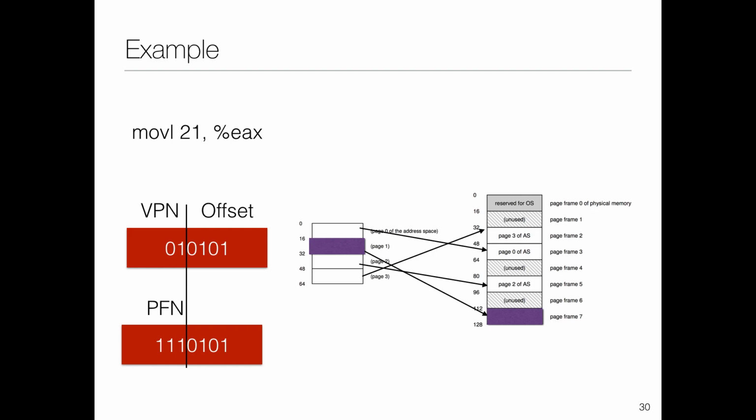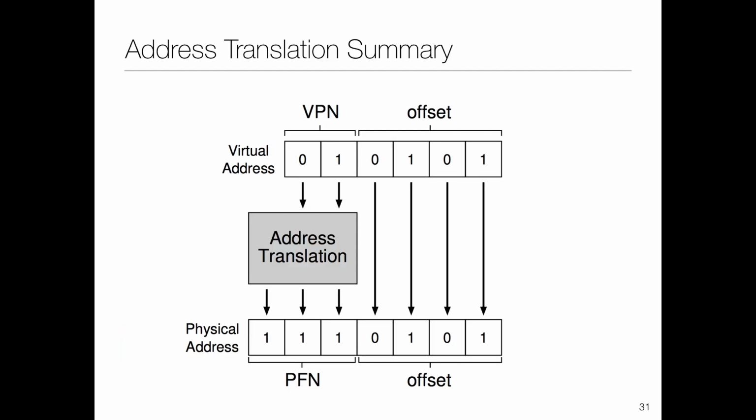There you have the split. This is the physical frame number, and this is the offset. So in summary, this is the idea. Fairly simple. You have the offset, which you don't care about. Technically you do care about it, but you don't need any mechanism or hardware to do the translation. And you have the virtual page number. You have an address translation unit, which will give you the corresponding physical address. Simple. Everyone with me?